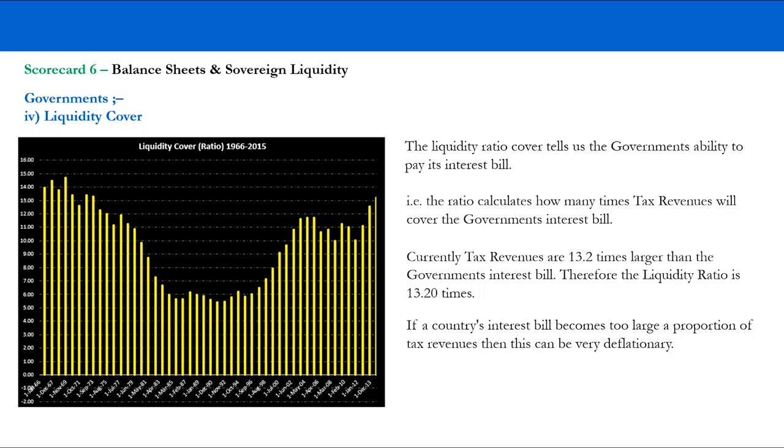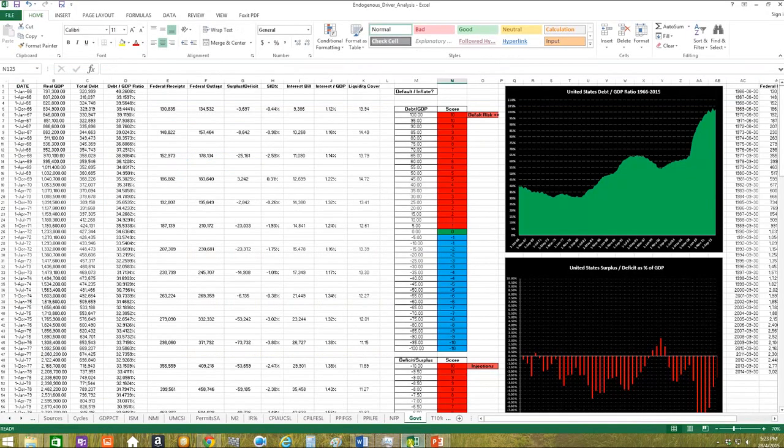And if we go into the spreadsheet and look at the data, we're going to find that currently tax revenues are 13.2 times larger in the United States than the government's interest bill. Therefore, the liquidity ratio is 13.2. And we can actually look at this historically. We'll go into the spreadsheet now to get a better understanding of how these numbers are worked out. But if a country's interest bill becomes too large a proportion of tax revenues, then this can mean current or future deflation and can be quite deflationary. So let's go into the spreadsheet first and understand how these numbers are actually worked out.